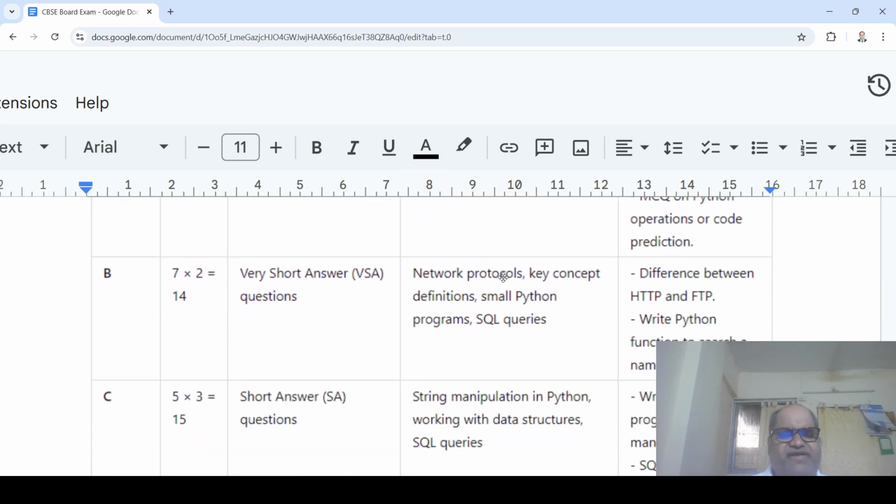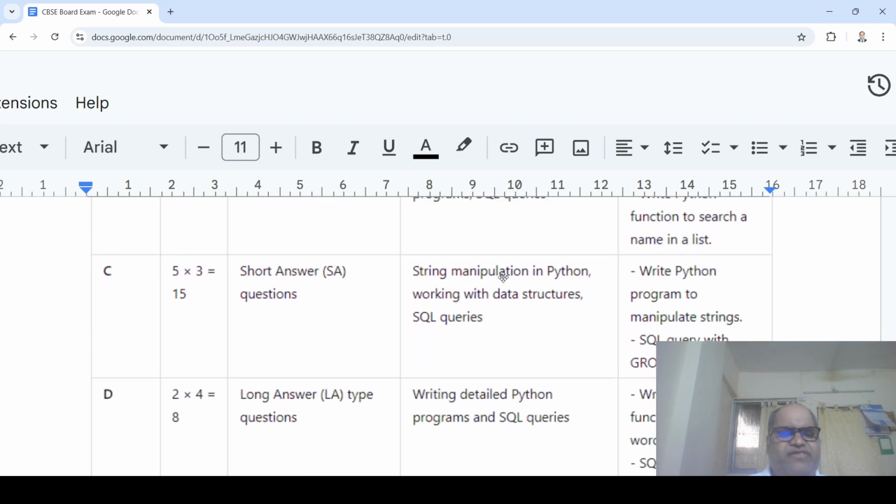In very short answer questions, either there are small Python and SQL queries where you have to interpret the output, or there are broadly questions from your networking or other theory-based key concept definitions. So from your networking and other syllabus, like the difference between HTTP and FTP, or write a Python function to search a name in a list. So given a list, how you can search an individual name.